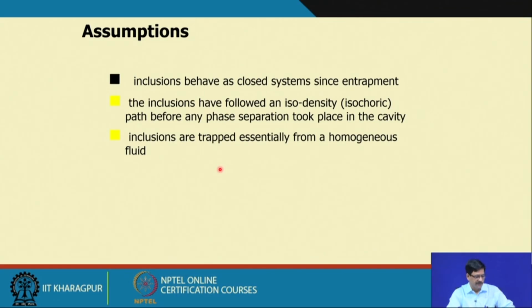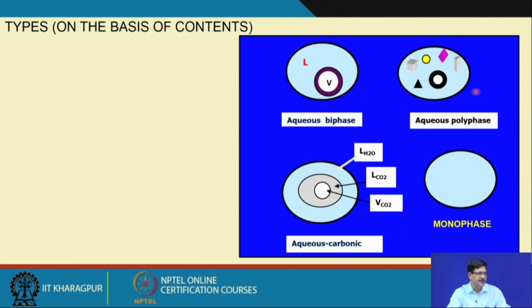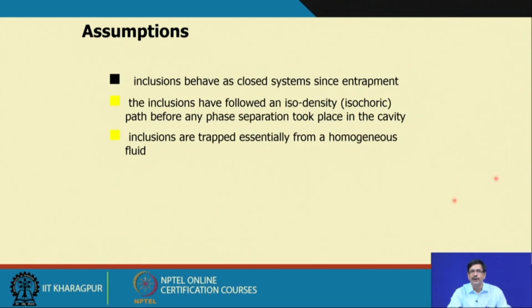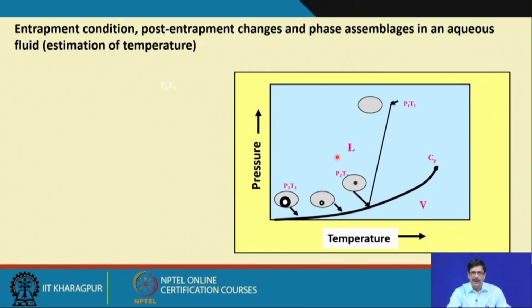So, the figures that I showed you here, whatever we are seeing as heterogeneous assemblies, these all are the post entrapment phase changes that we see in these inclusions, rather than the inclusion being trapped in this condition. The entrapment is essentially from a homogeneous fluid, and also the entrapment process is homogeneous. We will be able to explain the formation of these fluid inclusions in a very simple manner here.